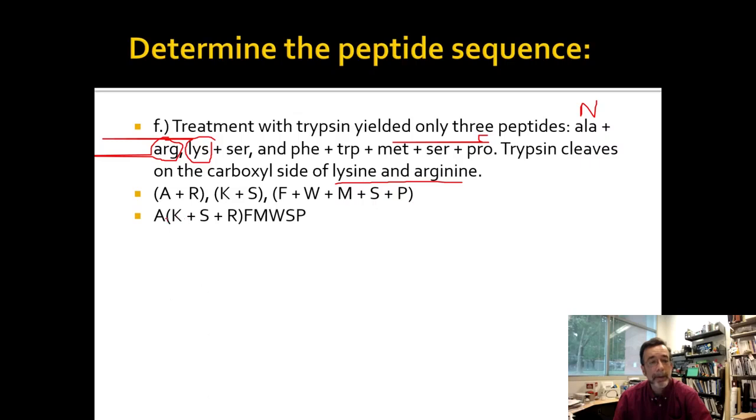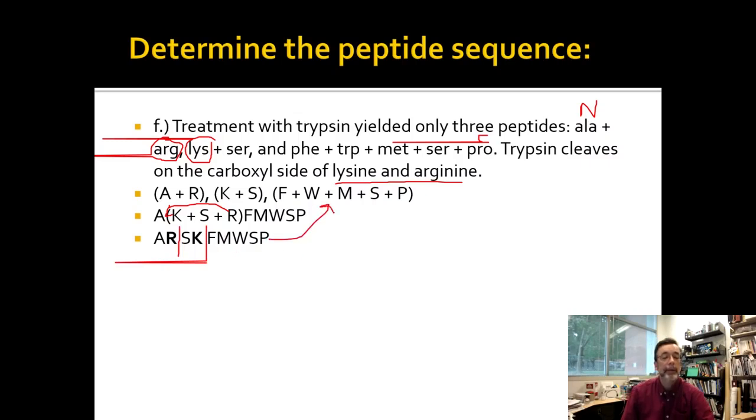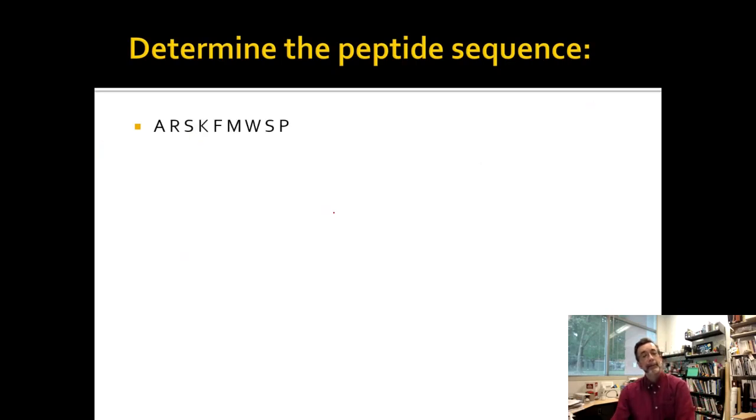I bring this over. I know that I have this brought over from the last step. And so AR must be together. So I move the R over here. And then I have SK. I must be cutting after the K. So you see here, this gives evidence that I'm cutting here and I'm cutting there. That will give me these exact results. Those cuts give me those results. So then I finished it. I've determined the peptide sequence, and it's ARSKFMWSP.